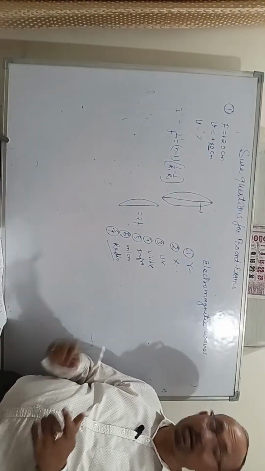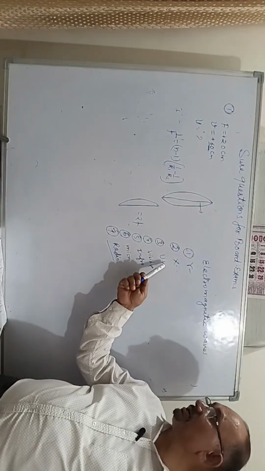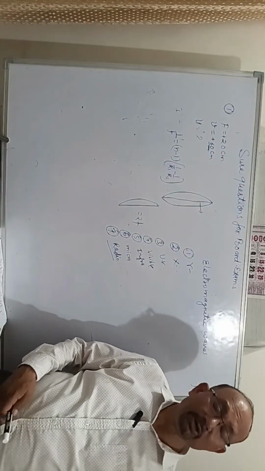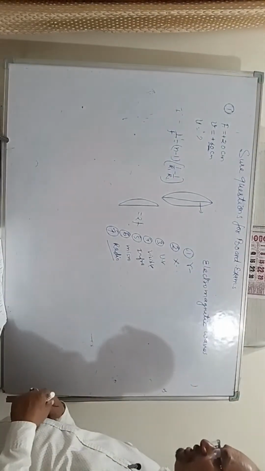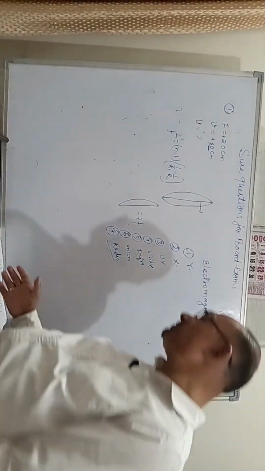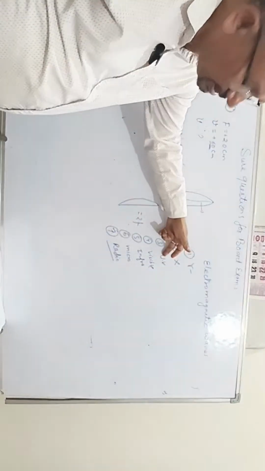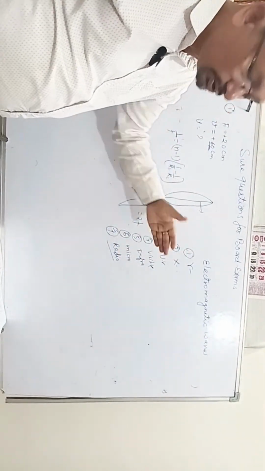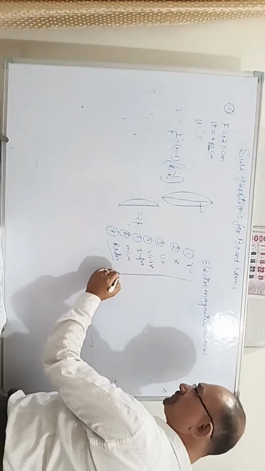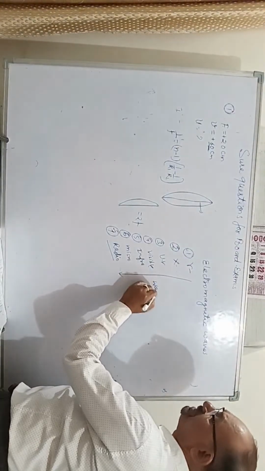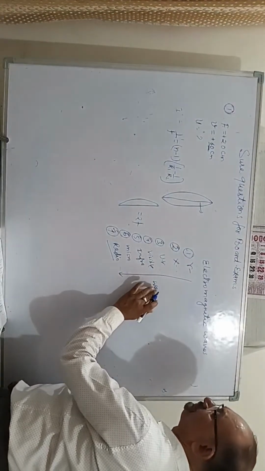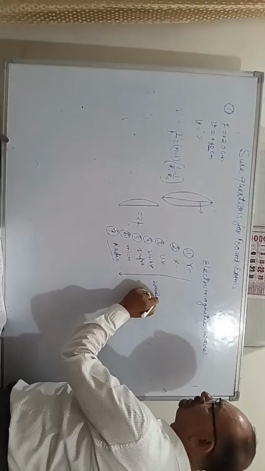Gamma, X, ultraviolet, visible, infrared, micro, radio. This is a one-shot video, but dear student, this is not complete. You learn it: gamma, X, ultraviolet, visible, infrared, micro, radio. So this is the ascending order of wavelength.